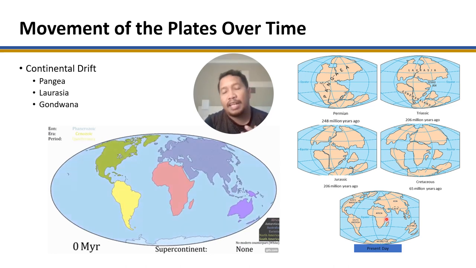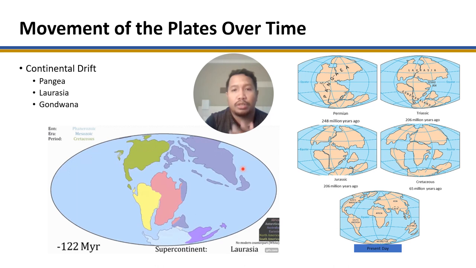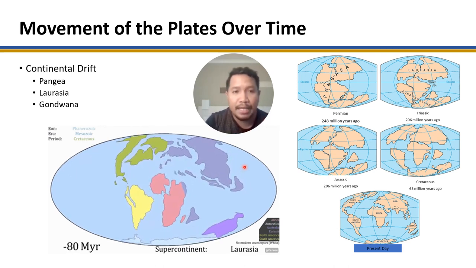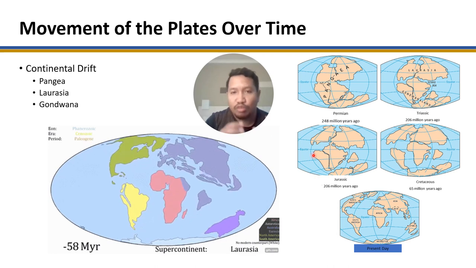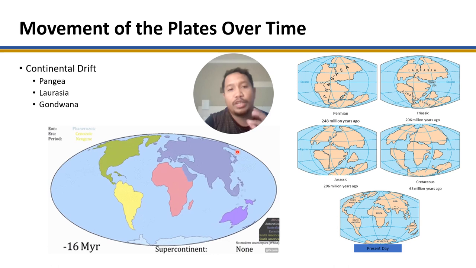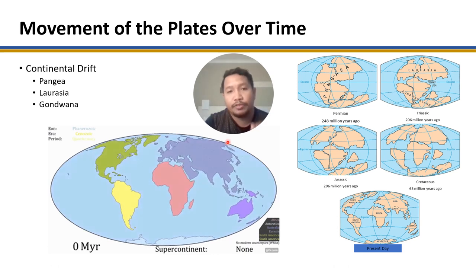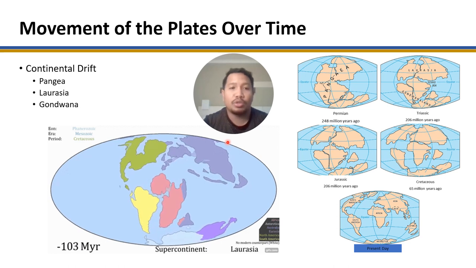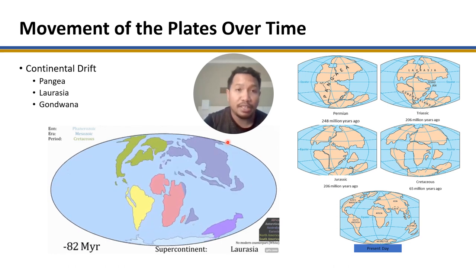We need to understand that the movement or drift takes millions of years. We need to imagine that the drift is not as fast as shown in the animation. It ranges from a small millimeter shift to a few centimeters of drifting per year, depending on the location of the plate boundaries.